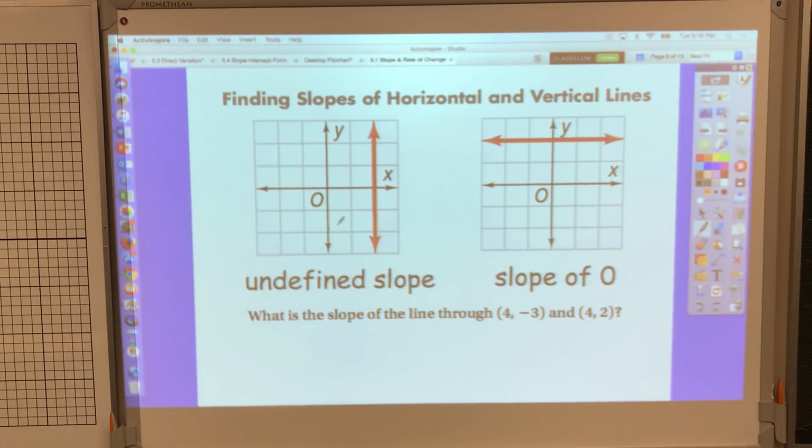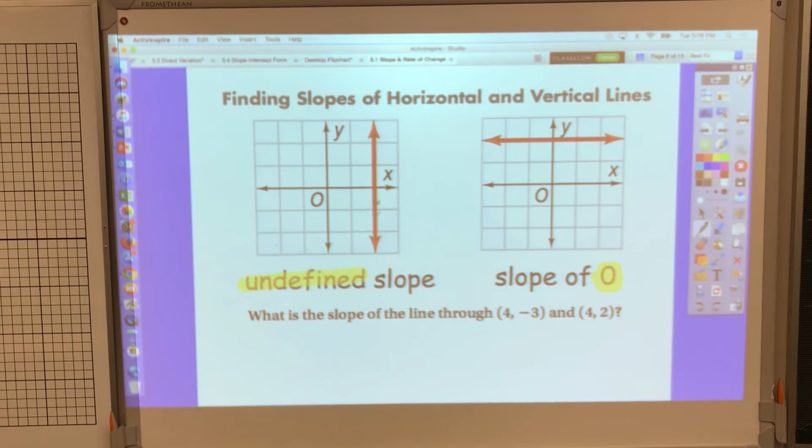Alright, so the other two, like I said, there's 4 major types of slope. Positive, negative, and these are the next two. We have horizontal and vertical lines, which have special types of slope. Okay? If you have a vertical line, you are said to have an undefined slope. When you have a horizontal line, you are said to have a slope of 0. Let me show you where those come from, okay?